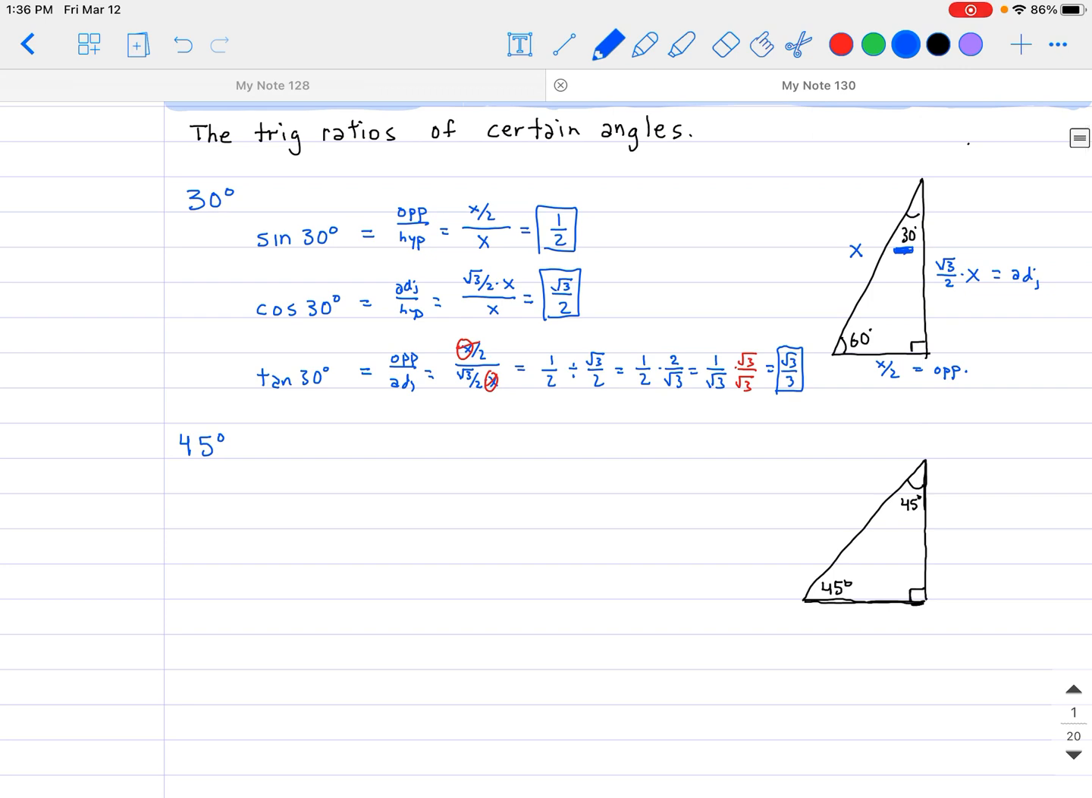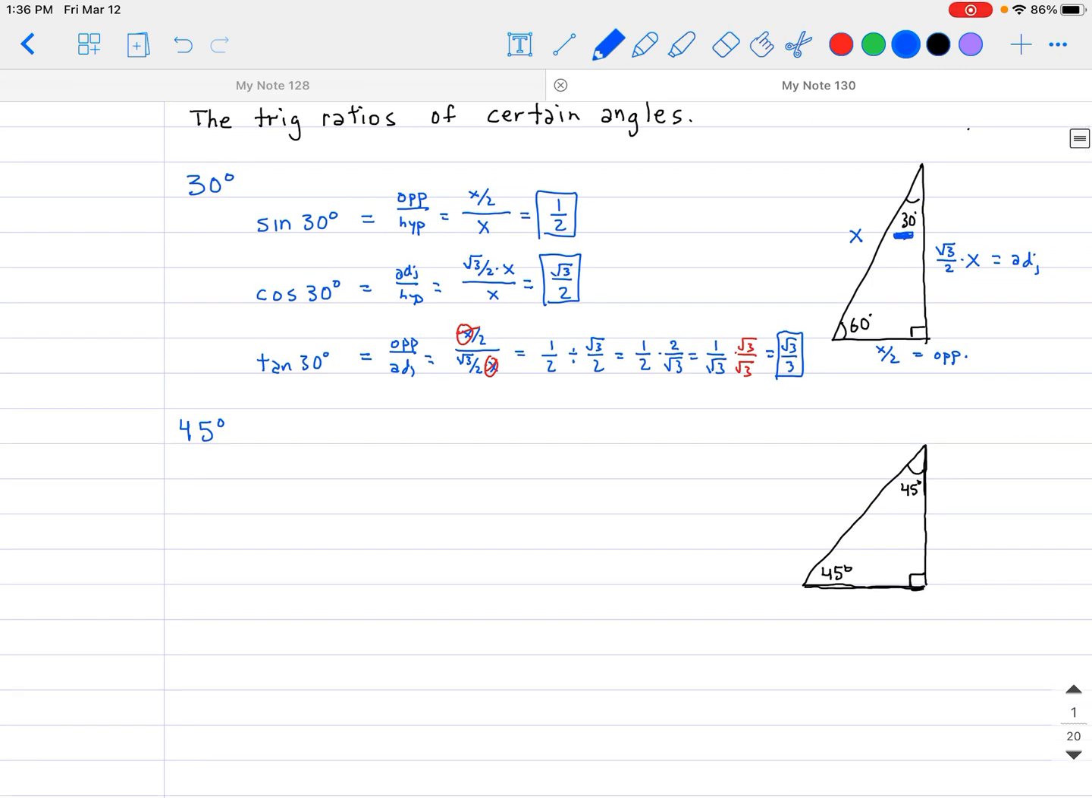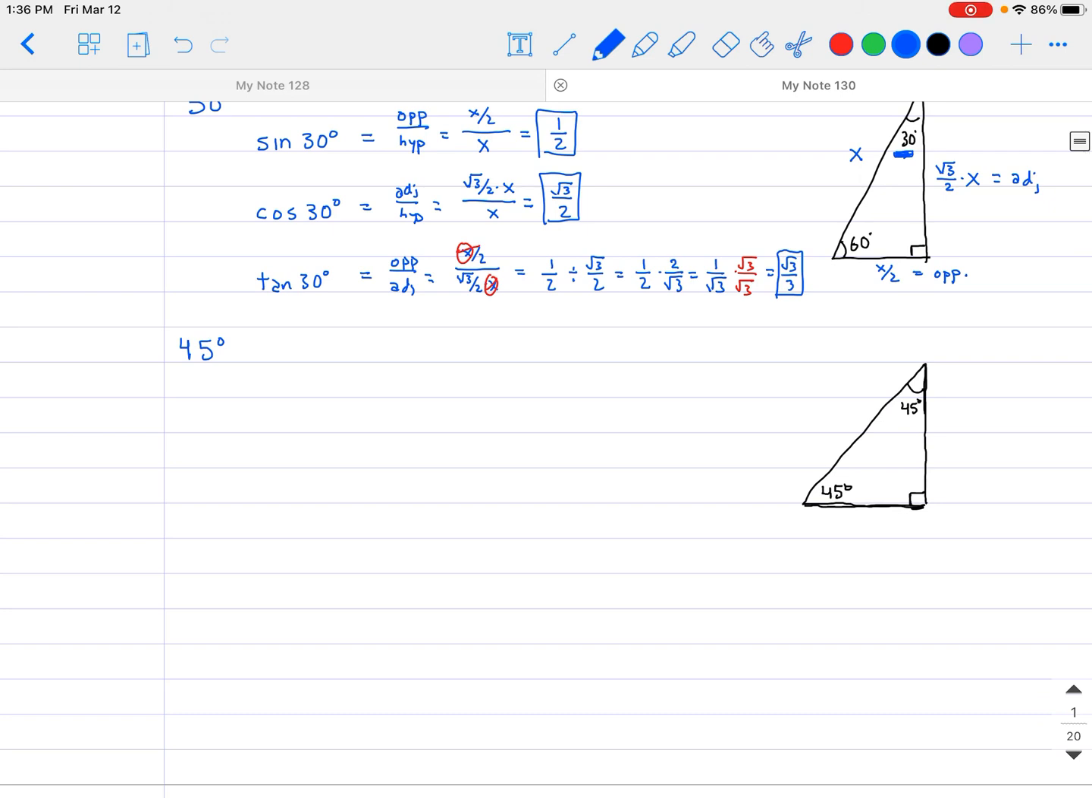For the 45-degree angle, it's kind of the same thing. Here you can see I have a 45, 90, 45 triangle, an isosceles right triangle. Again, what we can do is say that if one of the sides is x and the other side over here is x, then the hypotenuse is supposed to be root 2 multiplied by x. We could work backwards or forward, it doesn't matter, but it's always going to be this ratio.